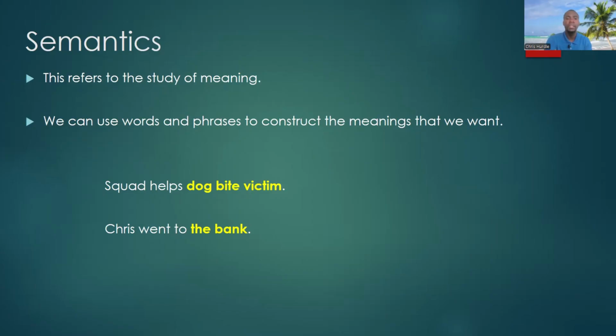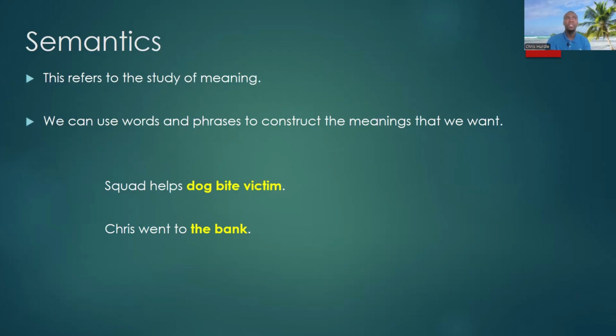Chris went to the bank. The bank in and of itself is an ambiguous word because it can refer to the edge of a river, right? Or it could refer to the financial institution, okay? So which one do we mean? Again, context would disambiguate that. But if you just look at those sentences without any context, they are open to more than one meaning, right?